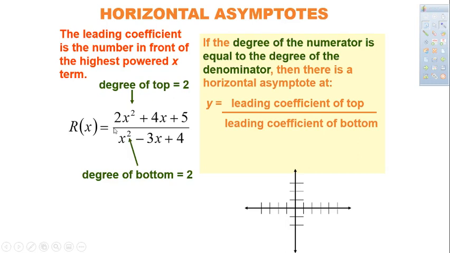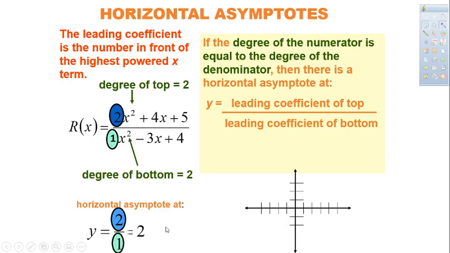In this example, the degree of the numerator and the denominator are both 2. So the horizontal asymptote is simply the line y equals 2 over 1, the leading coefficient of the top over the leading coefficient of the bottom, if the degrees are the same. Simplifying, we get y equal to 2. So the horizontal asymptote here is the line y equals 2.